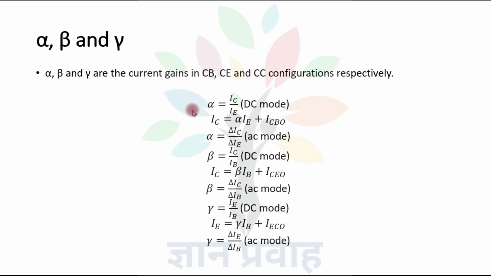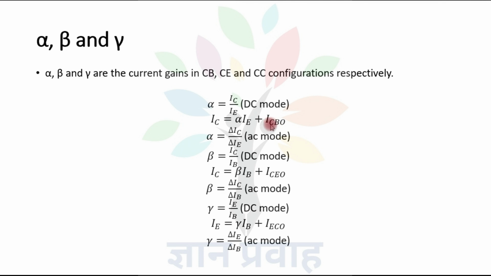Current gain in case of common base configuration is alpha, and it is the ratio of output current to input current. In common base configuration, output current is IC and input current is IE. So alpha is IC by IE. And if we are adding the minority charge carrier current or leakage current, then IC equals alpha IE plus ICBO.